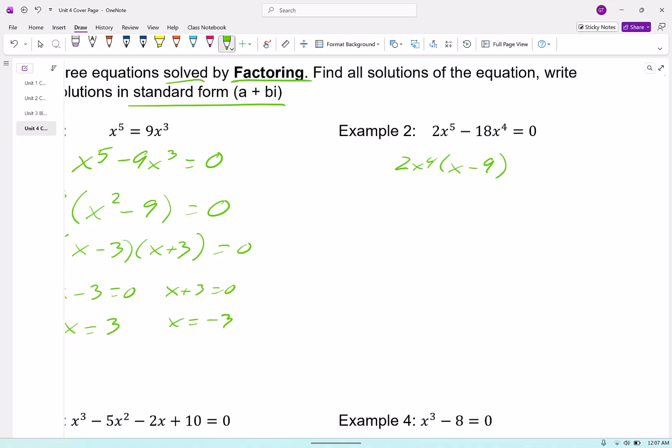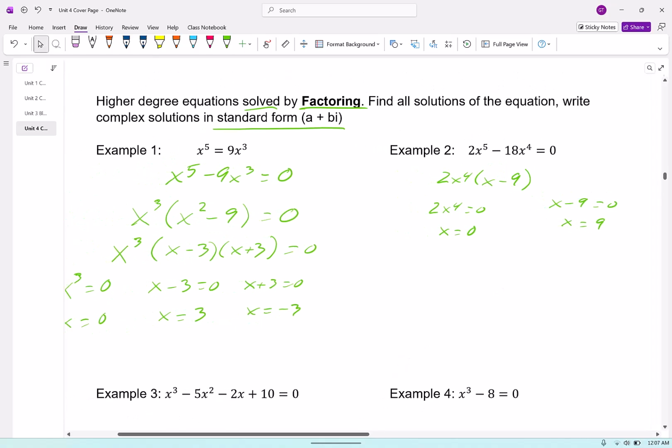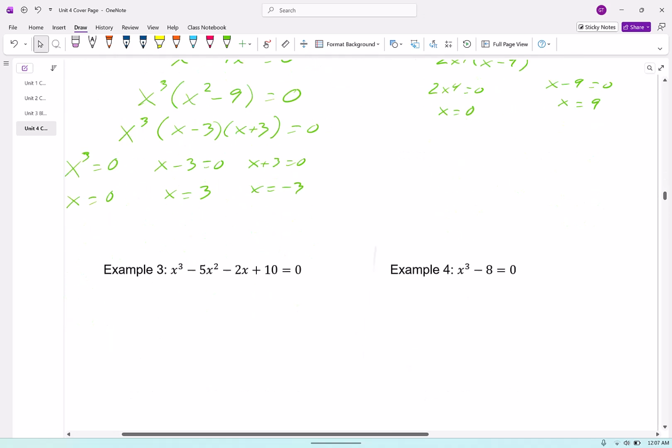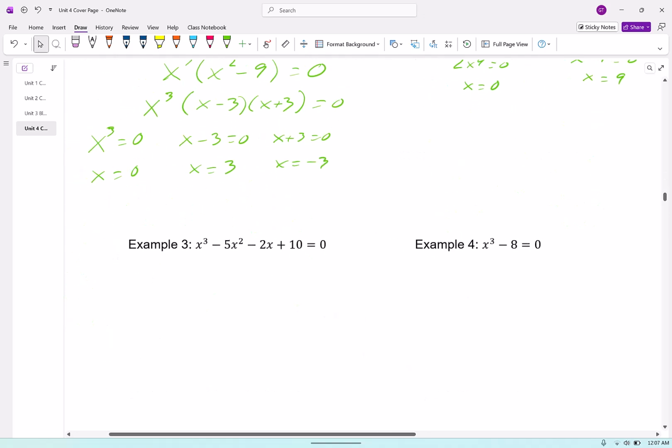9. All right, so 2x to the 4th equals 0, and then I got x minus 9 equals 0. This will give me positive 9, and for this has to be 0. So those are my 2 solutions from those two. So we're getting GCF out of there. All right, but what if we have a polynomial that's got 4 terms?